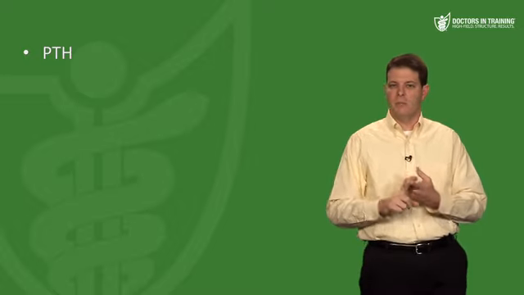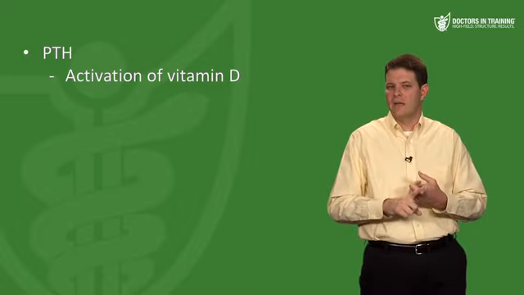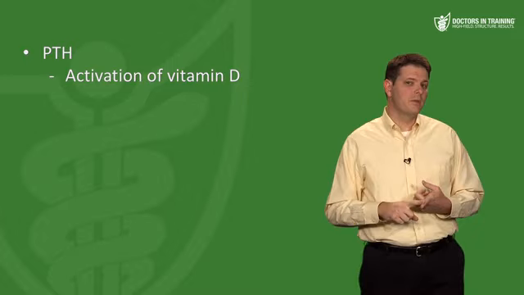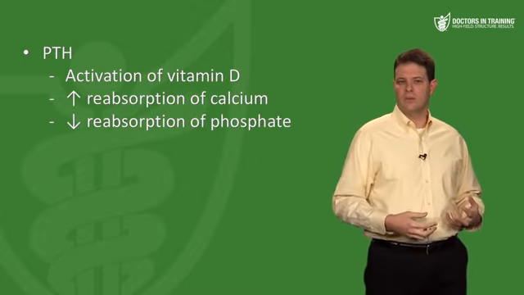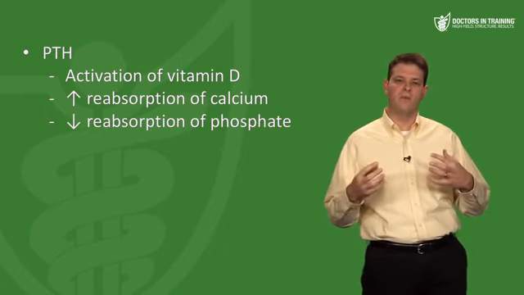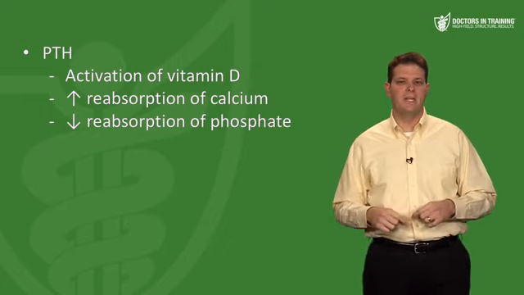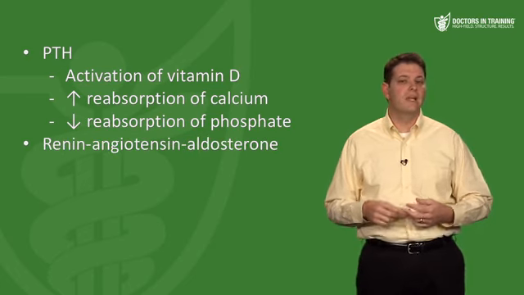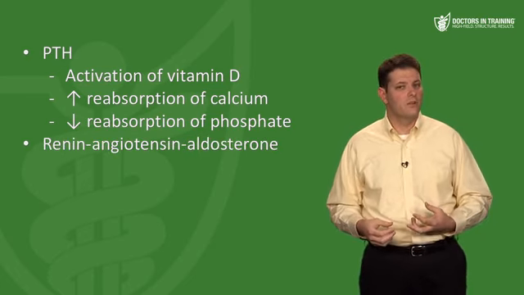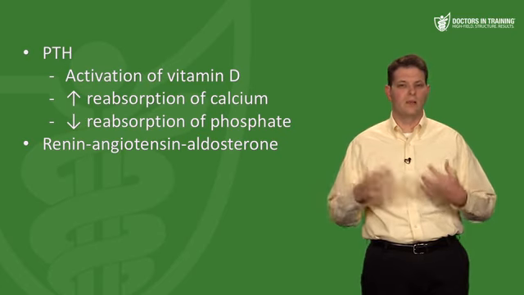What about hormones that affect the kidney? Well, I just mentioned how PTH stimulates the kidney to activate vitamin D. PTH also stimulates the kidneys to increase reabsorption of calcium and to decrease reabsorption of phosphate so that serum phosphates go down. Remember, we said PTH is phosphate trashing hormone. We've also talked about the renin-angiotensin-aldosterone system several times already, so that's how hormones affect the kidney.